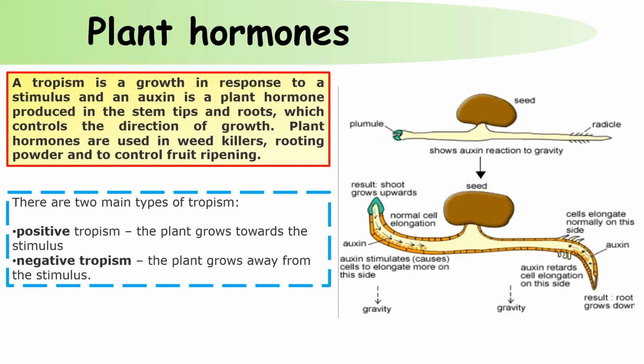In the root, the opposite happens. The auxin is pulled to the underside. This causes the underside to grow less. This in turn causes the root to bend towards the ground, so it grows towards gravity.